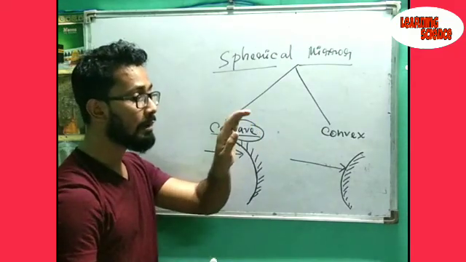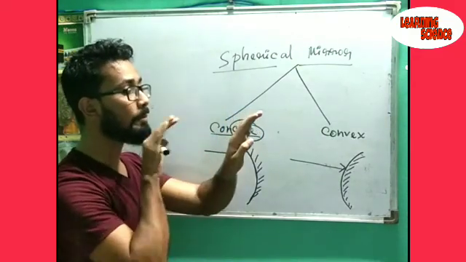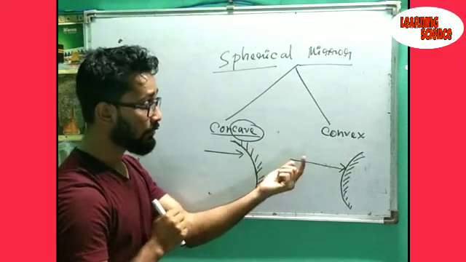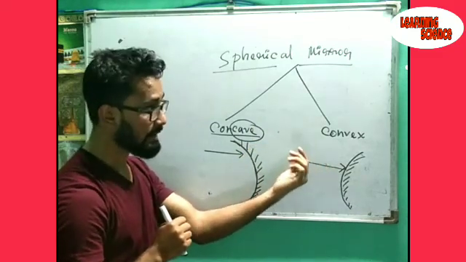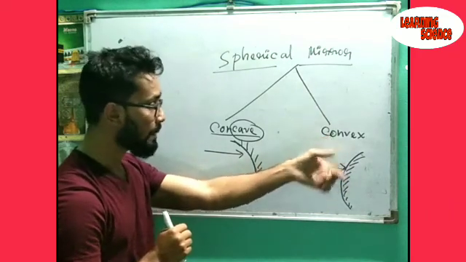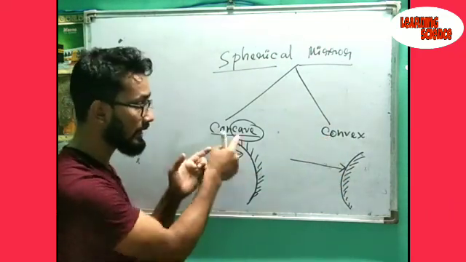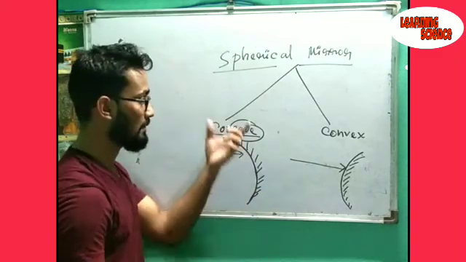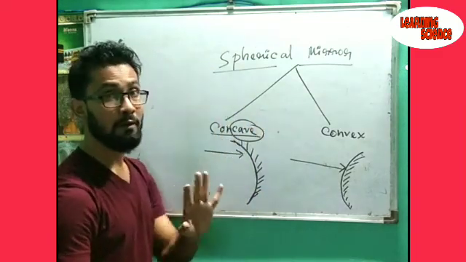When you are seeing the bulging part, the outward part is acting as a mirror. So when the outer part, that means the bulging part, is acting as a reflecting surface, it is a convex mirror. When the inner part is acting as a mirror, a reflecting surface, the mirror is what? Concave. Clear? Hope it's clear.